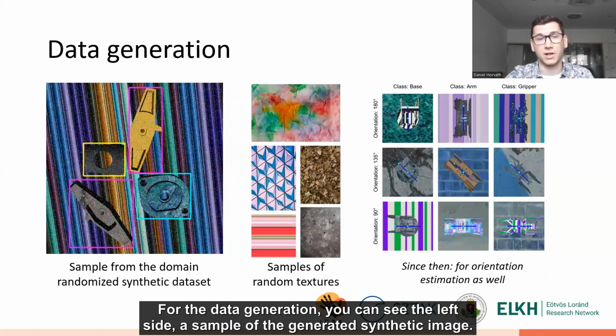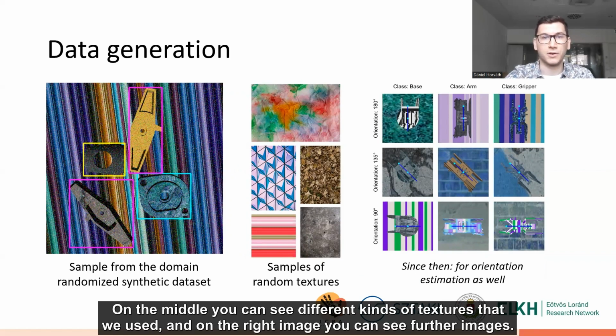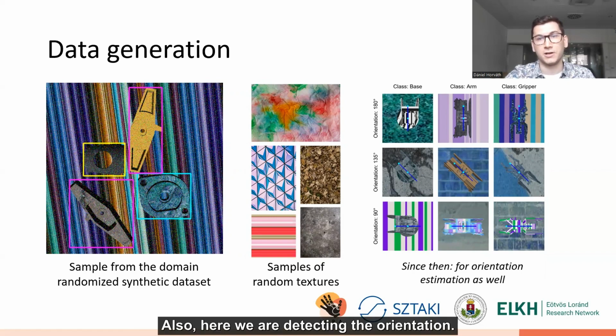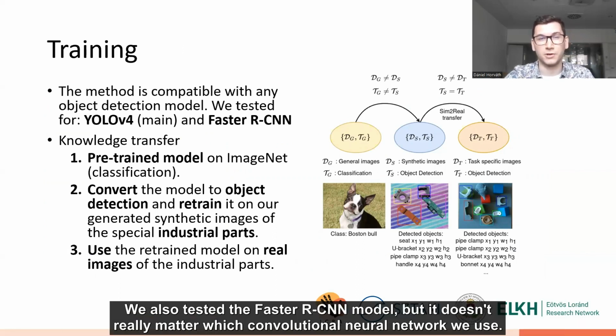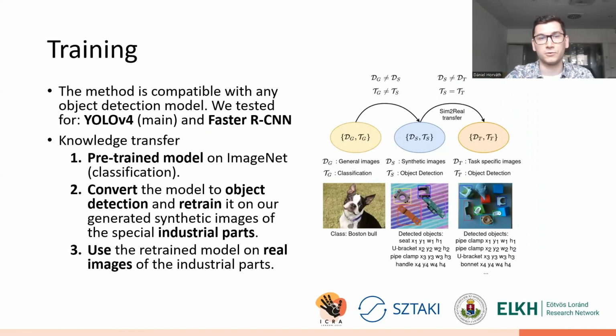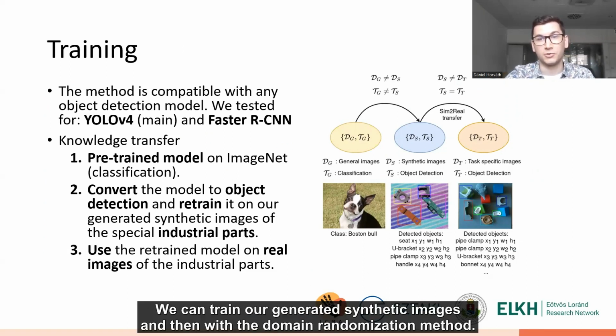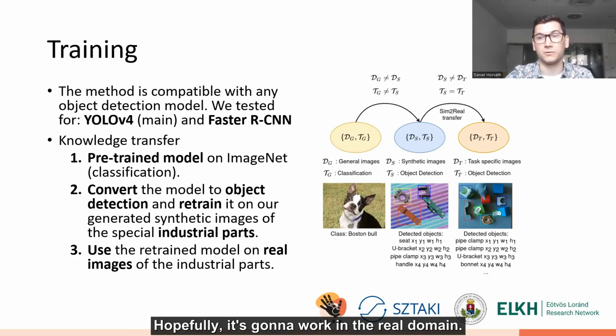For data generation, you can see on the left side a sample of the generated synthetic image. In the middle, you can see different kinds of textures that we used. And on the right, you can see further images. Here we are also detecting the orientation, but that's further research, which is ongoing right now. For the training, we use a convolutional neural network. We use YOLO v4, but we also tested Faster R-CNN, but it doesn't really matter which convolutional neural network we use. It's better to have a pre-trained model that we can train on the generated synthetic images, and then with the domain randomization method, hopefully it's going to work in the real domain.